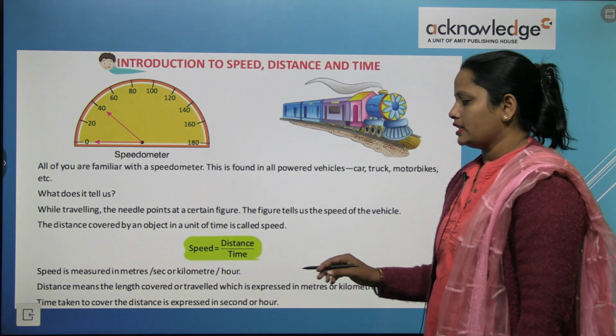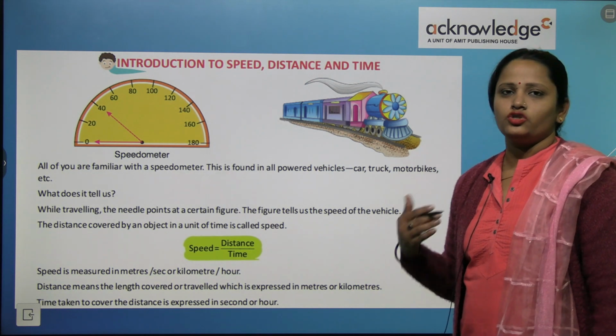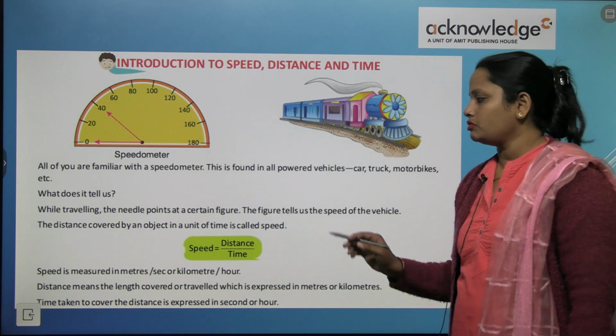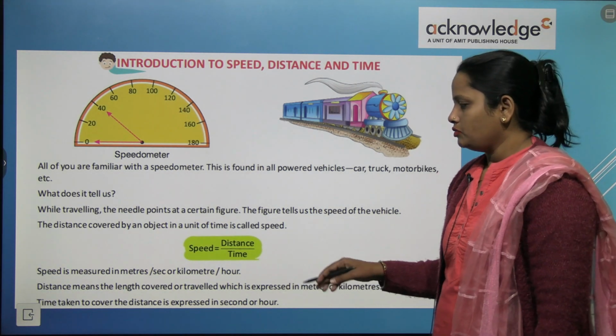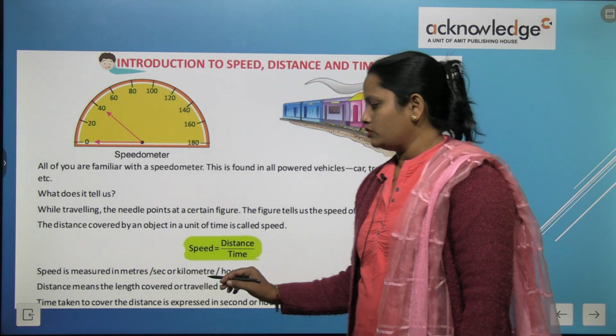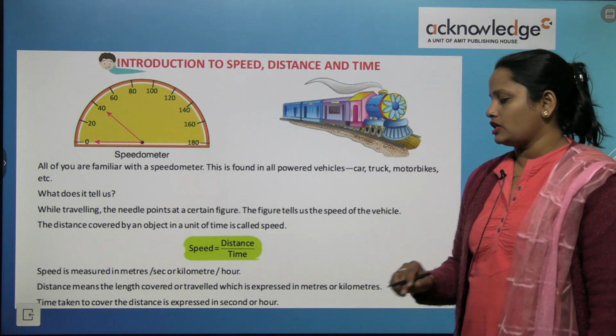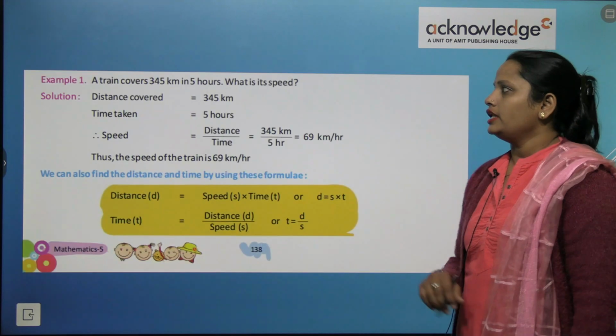डिस्टेंस मीन्स द लेंथ कवर्ड. डिस्टेंस का मतलब है वो दूरी जो हमने ट्रैवल की है, which is expressed in terms of kilometer या फिर मीटर. Time taken to cover the distance. जो टाइम लगा है उस डिस्टेंस को कवर करने में उसे हम सेकेंड्स या फिर आवर्स में लिखते हैं.